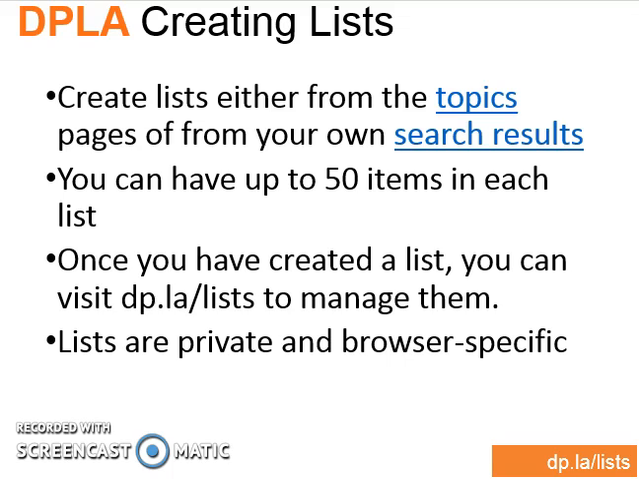Once you've created a list, you can visit DPLA lists to manage them. You can also download lists to use and save in your preferred spreadsheet program. You should note that lists are private and browser specific. Any lists you create exist only in the browser you used to create them. If you want to share a list, it's recommended that you download it and share the spreadsheet file.